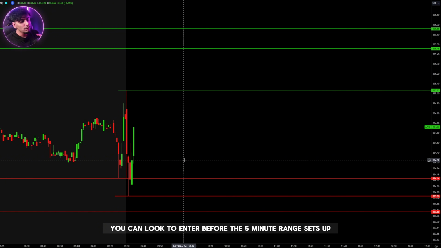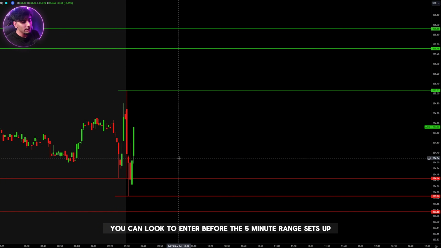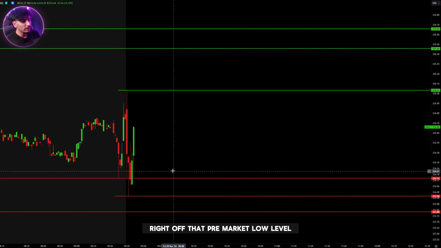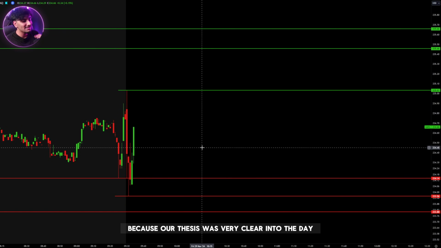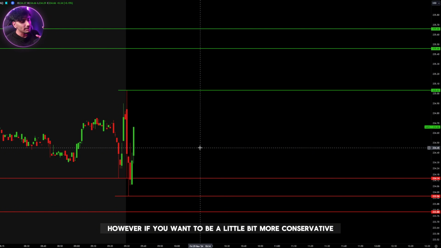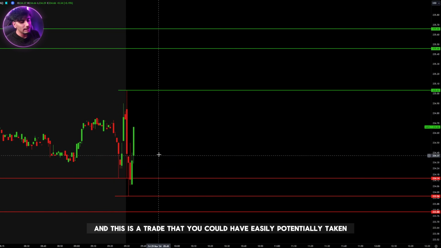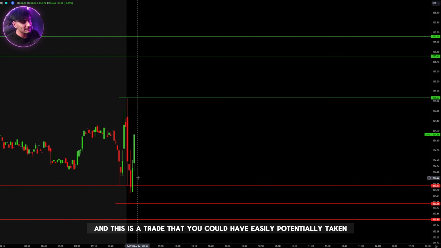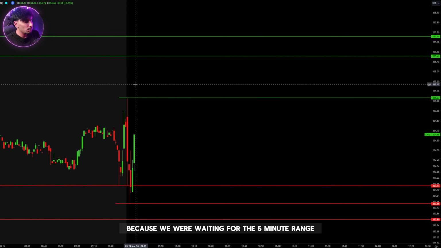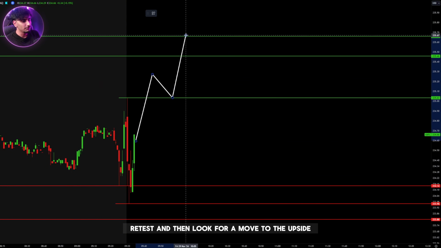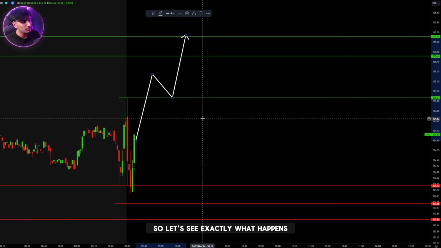Now, like I said, you can look to enter before the 5-minute range sets up. This is a good potential entry right off that pre-market low level, looking for that move to the upside, because our thesis was very clear into the day. However, if you want to be a little bit more conservative, you can wait for the 5-minute range retest as well. But if you want to be aggressive, you can also enter down here. And this is a trade that you could have easily potentially taken. However, for us, because we were waiting for the 5-minute range, we will wait for the 5-minute range to break out, retest, and then look for a move to the upside. So let's see exactly what happens.